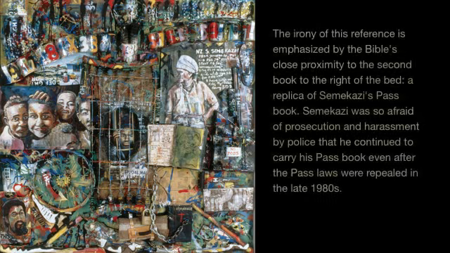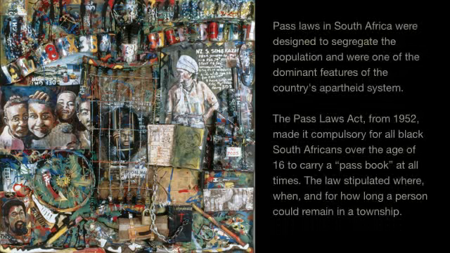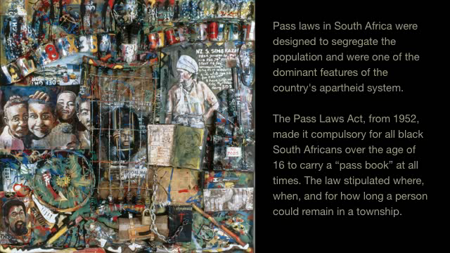The irony of this reference is emphasized by the Bible's close proximity to the second book to the right of the bed, a replica of Samokazi's passbook. Samokazi was so afraid of prosecution and harassment by police that he continued to carry his passbook even after the pass laws were repealed in the late 1980s. Pass laws in South Africa were designed to segregate the population and were one of the dominant features of the country's apartheid system. The Pass Laws Act from 1952 made it compulsory for all black South Africans over the age of 16 to carry a passbook at all times.